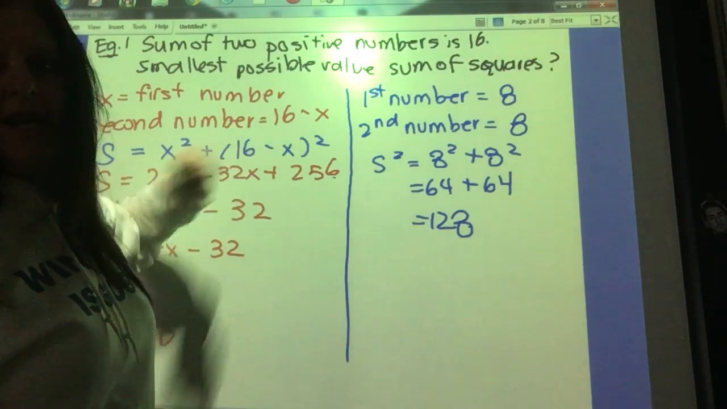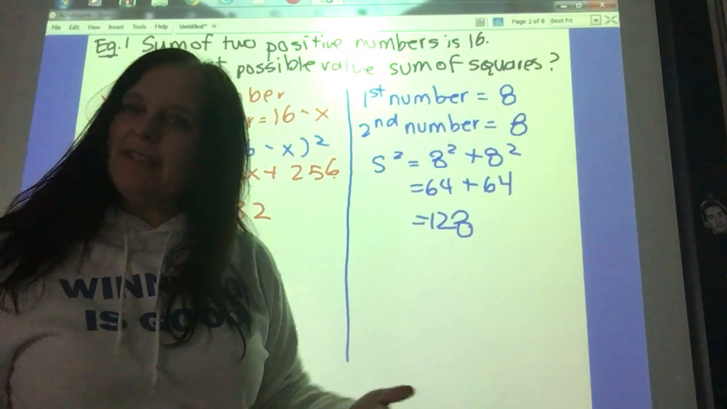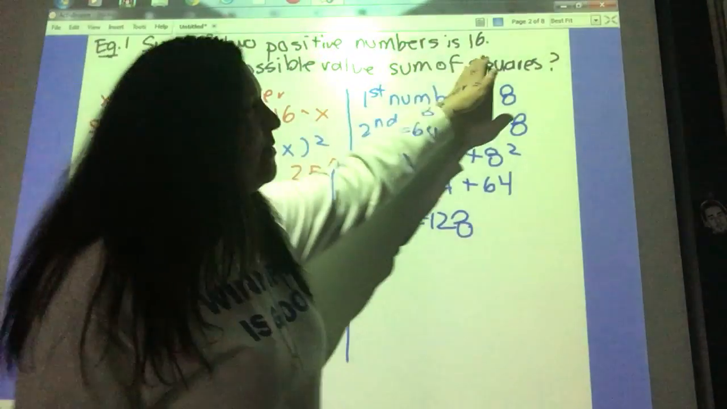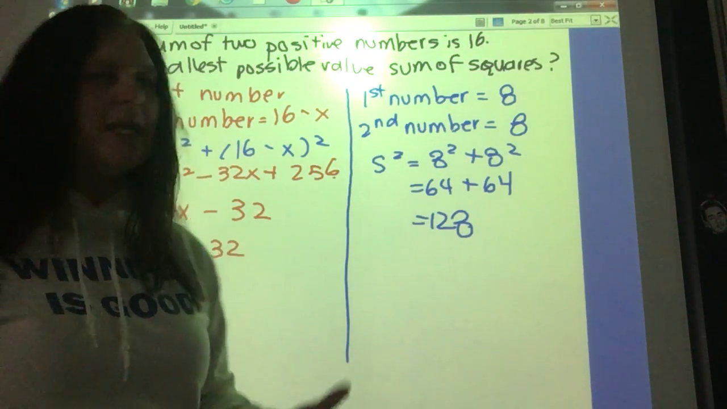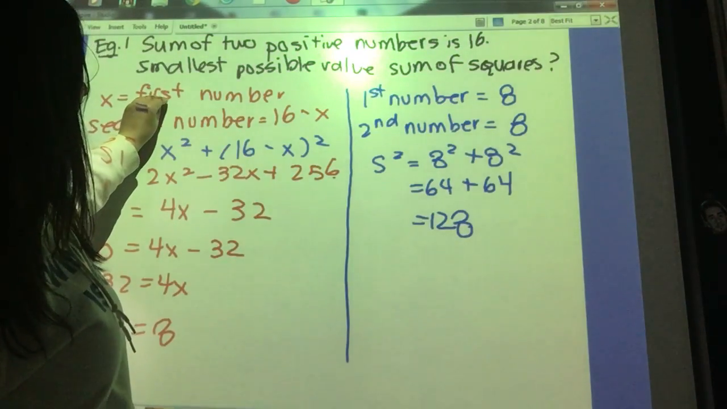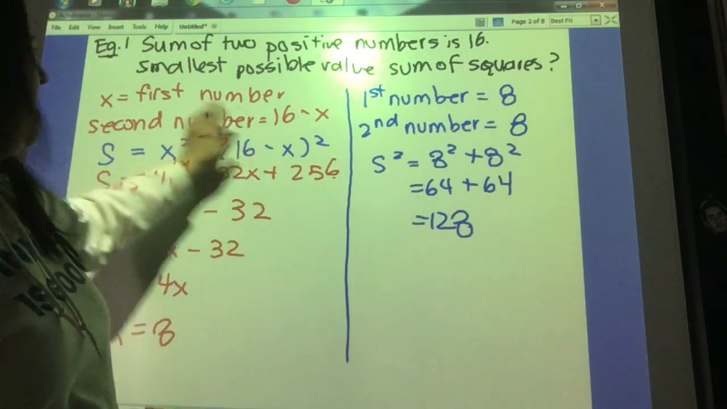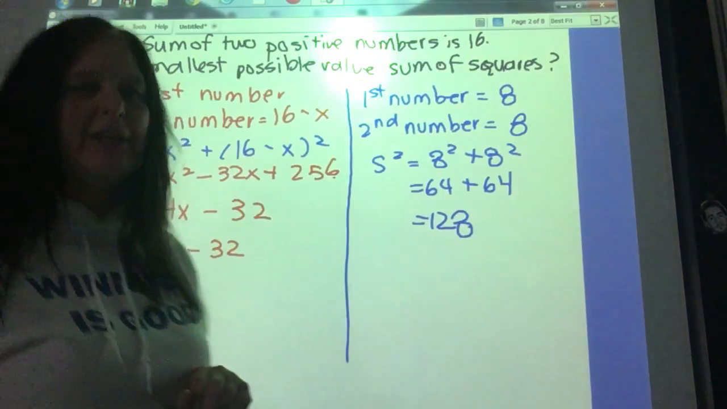So step number 1, identify your variables. We're going to let our first number be x. Then we need a second number. You could call it y, right? x plus y is equal to 16, but you can't have a y value. You have to have everything in terms of x. So if our first number is x, and they add together to get 16, our second number is 16 minus x. So this is our first number, that's our second number. Like I said, you have to have it all in one variable.